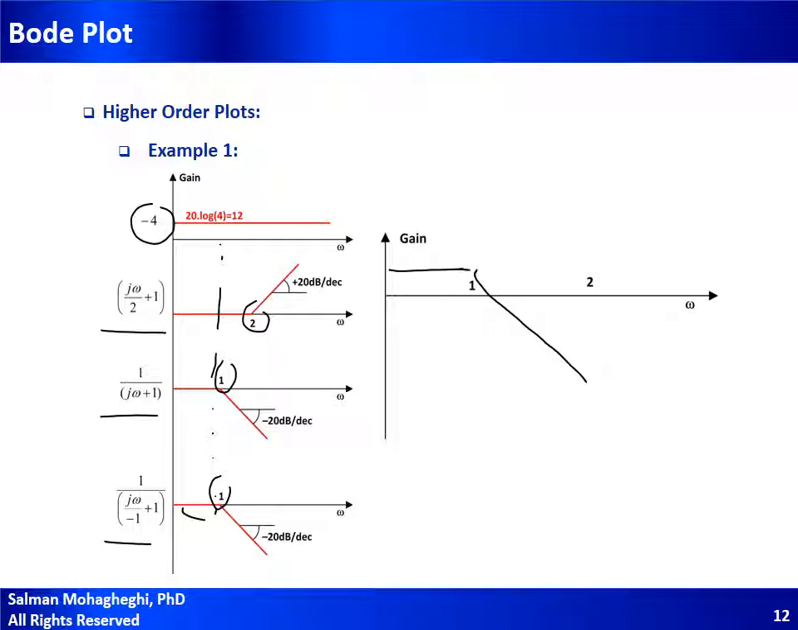So I would be left with only negative 20 dB per decade. If I want to distinguish, imagine this dotted line is negative 40 dB per decade. This is going to be the negative 20 dB per decade. So essentially I would have a constant 12 for any frequency less than 1. For any frequency between 1 and 2, I would have a straight line with a slope of negative 40 dB per decade, and anything greater than 2 would be a line with a slope of negative 20 dB per decade.